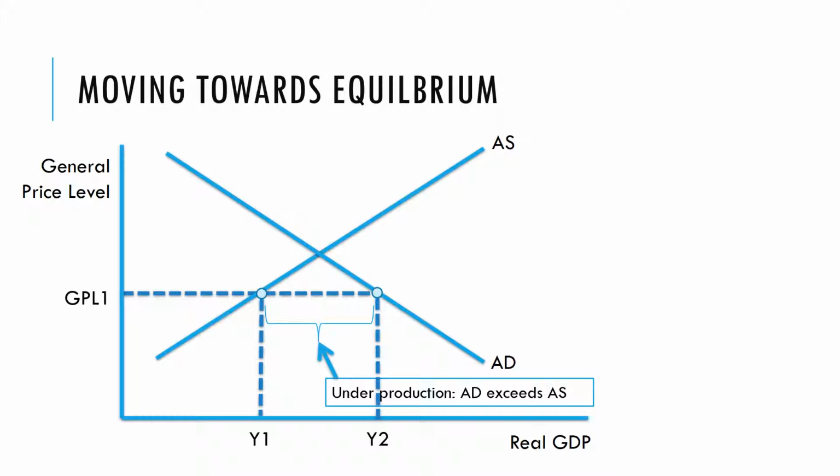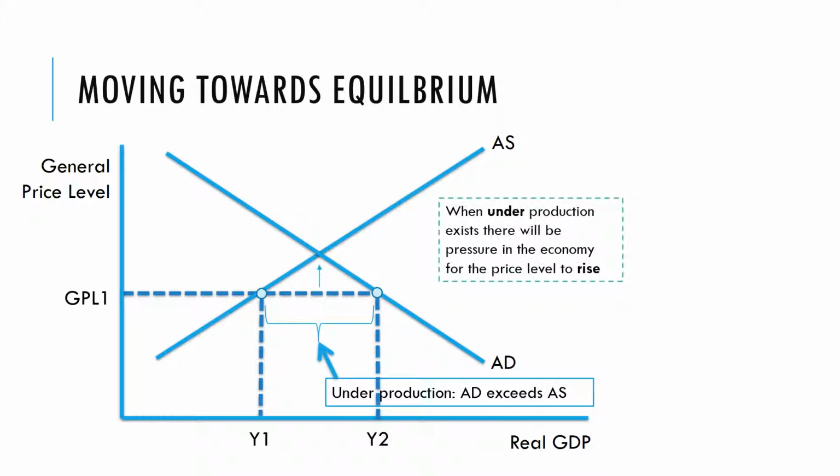What would we predict or would expect to happen as economists? We would expect there to be pressure within the economy for price levels to rise. Where demand exceeds the level of supply, we would expect prices to be bid up.